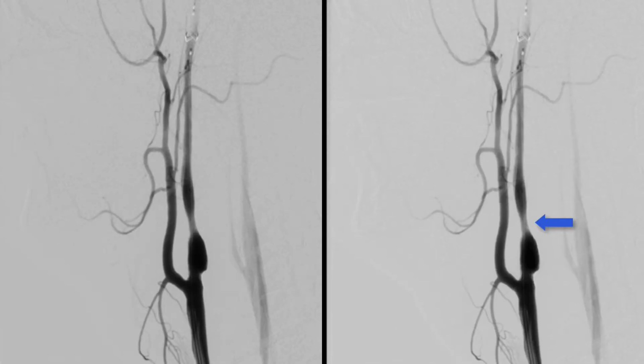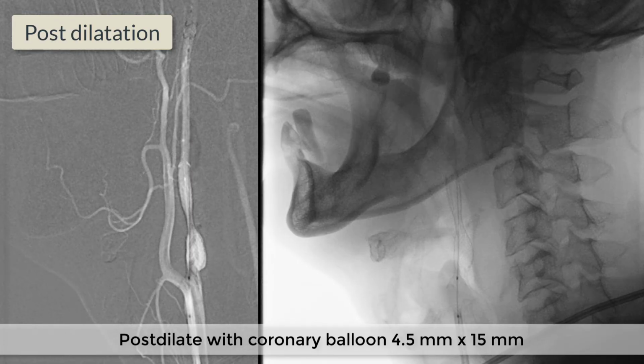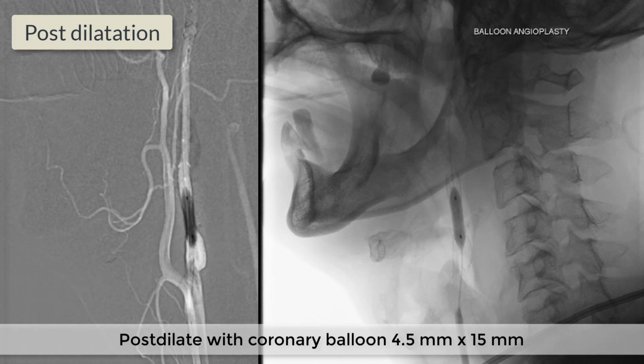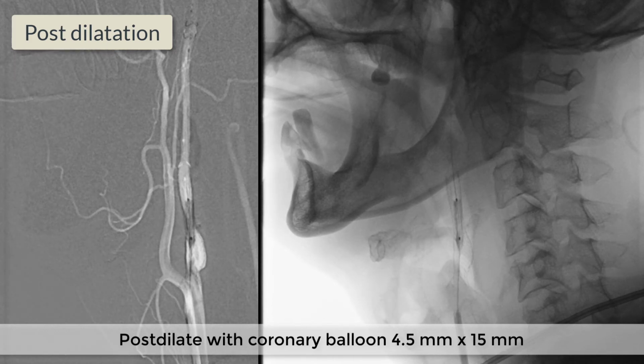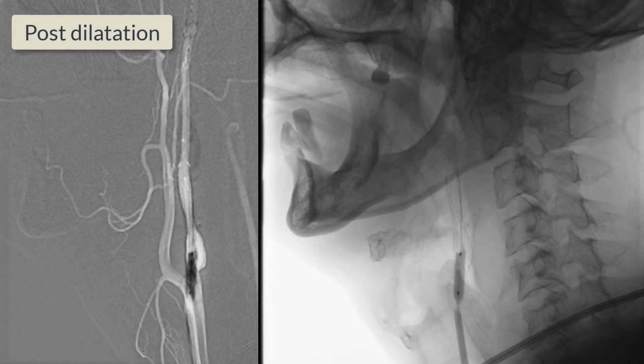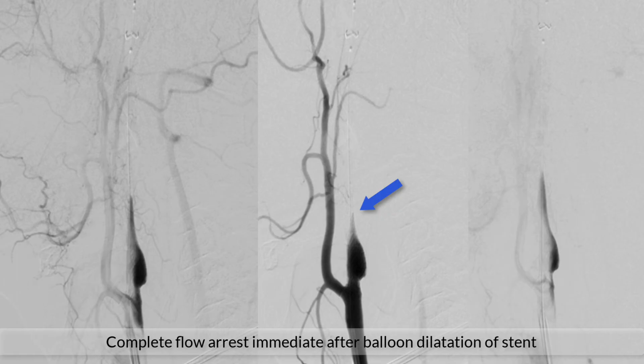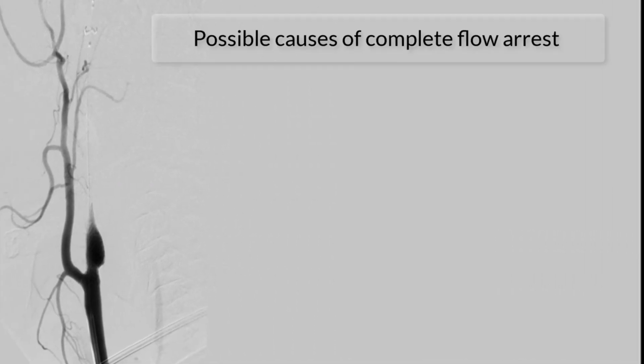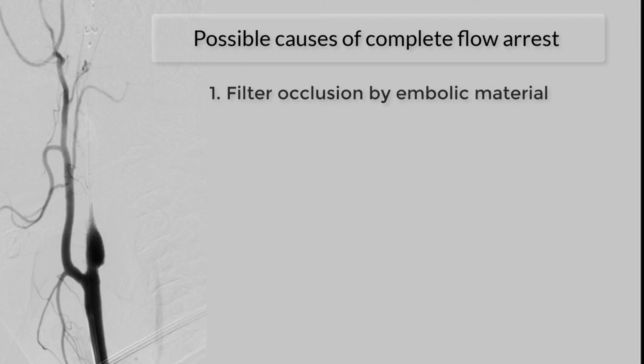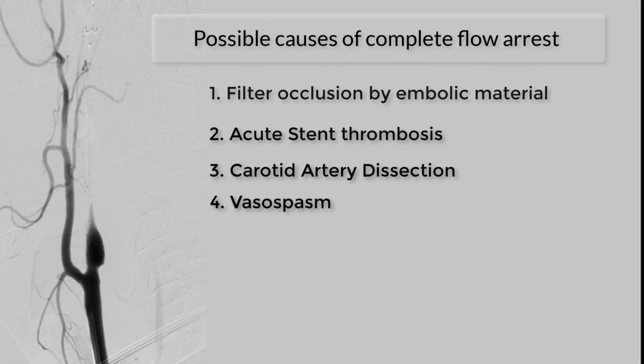Check angiography showed residual waist, so we performed angioplasty of the residual stenosis using a 4.5 mm coronary balloon. Immediately after angioplasty, there was complete occlusion of the internal carotid artery. The possibilities could be that the filter device might have occluded due to the trapped embolic materials, or acute stent thrombosis, or carotid artery dissection and vasospasm.